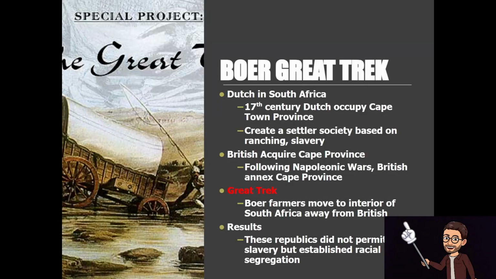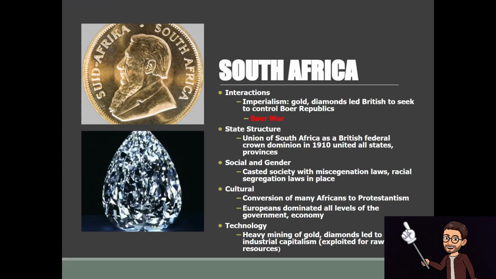Now, the Dutch in South Africa, in the 17th century, are going to occupy Cape Town Province. They're going to create a settler colony based off ranching and slavery. Well, the British annex Cape Town. And what is this going to do? Well, this is going to lead the Dutch farmers, because they don't want to be part of the British, to move north from the South African coast to the interior, away from the British. The result of this is that while they can't permit slavery, they do establish crazy racial segregation, such as apartheid.